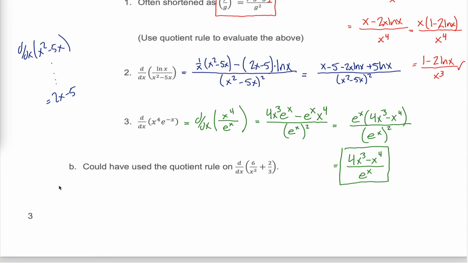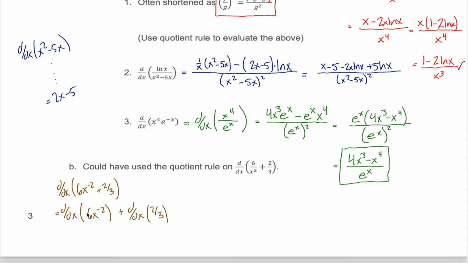The idea there is you'd probably want to rewrite this so that it's the derivative of 6 times x to the negative 2 power. So we're no longer dividing by x to the positive 2 power. And then you can just leave this 2/3 alone. We have the derivative of a sum of two terms. So all we got to do is take the derivative of each one individually. So this is the derivative of 6x to the negative 2 plus the derivative of 2/3.